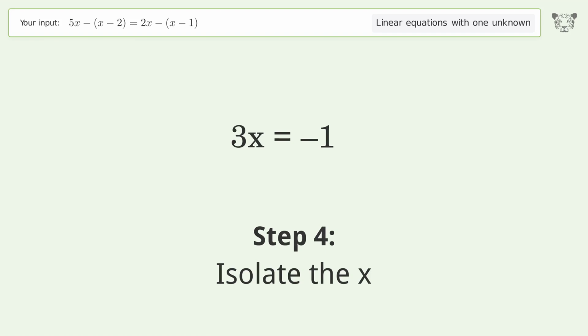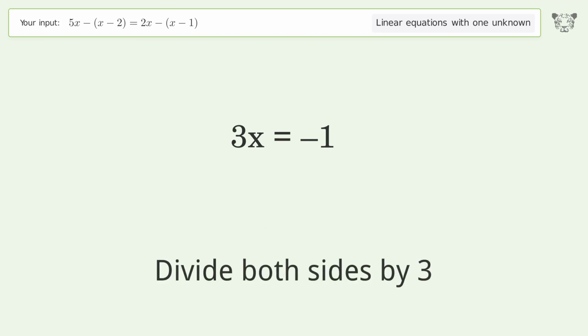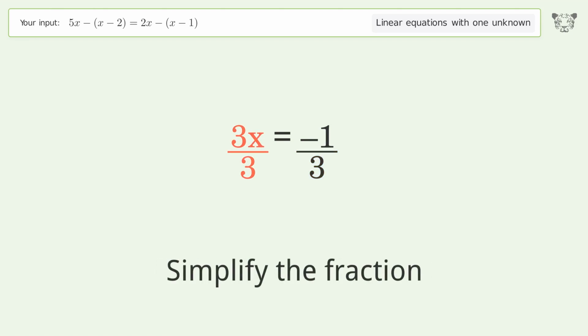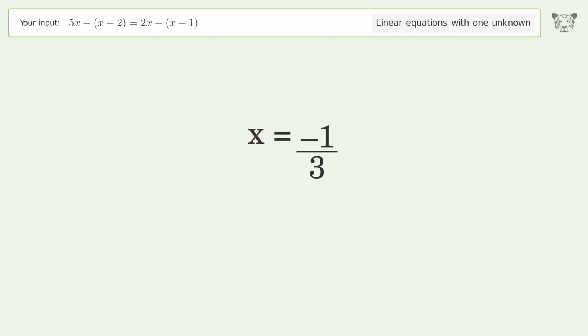Isolate the x. Divide both sides by 3. Simplify the fraction. And so the final result is x equals -1/3.